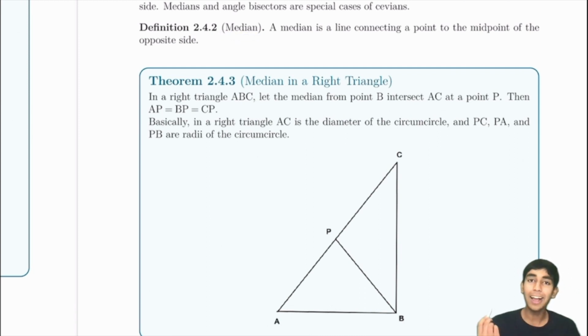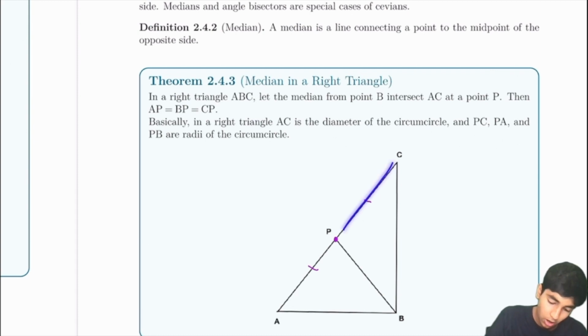Cevian, median, they rhyme. And a median is a line connecting a point to the midpoint. Like you see over here, P is the midpoint. AP equals PC. These two parts are equal. So this BP is going to be a median. And there's a special property for medians in a right triangle. Right triangles are just really that good, aren't they? They have so many special properties.